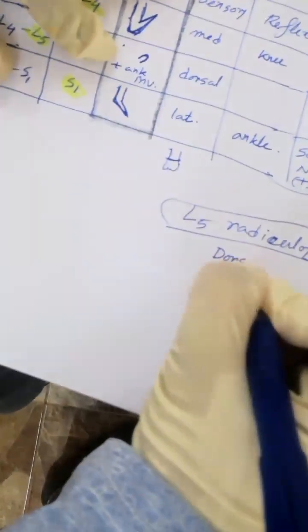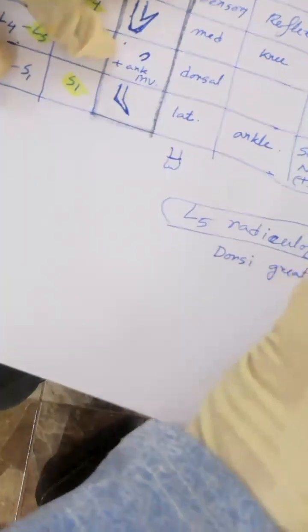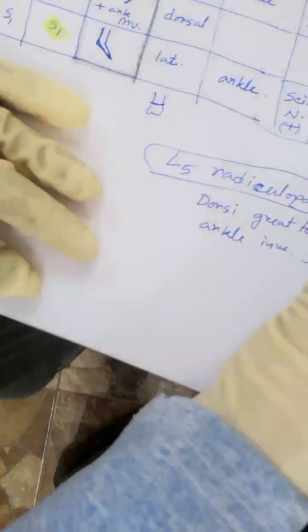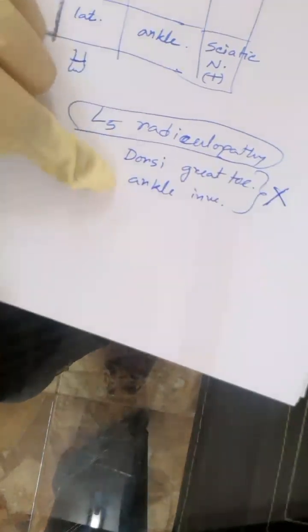Dorsiflexion of the great toe and ankle inversion. So in L5 radiculopathy, you will not get that, because there is a problem with the L5 nerve. There will be loss of dorsiflexion of the great toe and loss of ankle inversion, but eversion will be intact. Eversion is okay. That is how you differentiate from the common peroneal nerve.